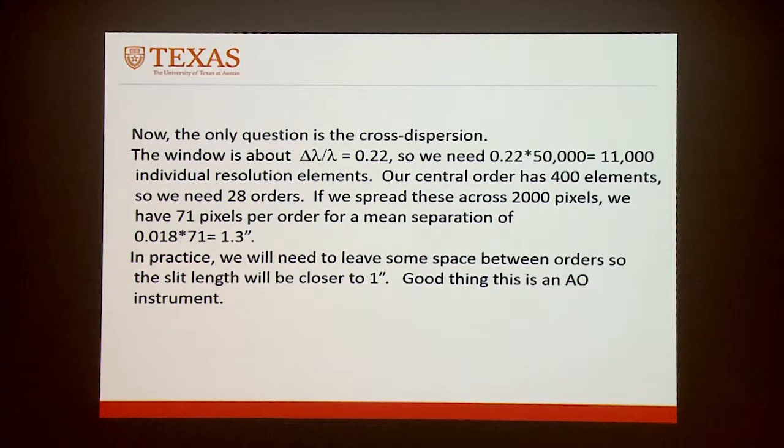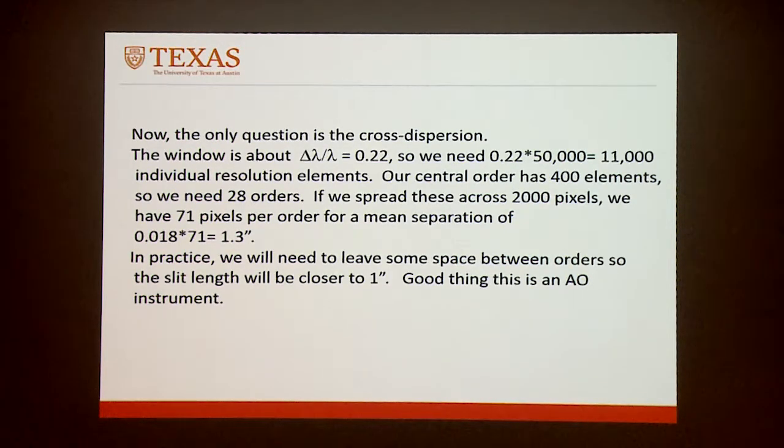So if we can spread these in the vertical direction on our array over 2,000 pixels, that means we have 71 pixels per order. Our pixels are 18 milliarc seconds, times 71 is 1.3 arc seconds. So the average spacing between orders can be 1.3 arc seconds. We need to leave some space between the orders, so the slit length will be closer to 1 arc second. It's a good thing this is an AO instrument, because if not, that would be a very short slit, and that wouldn't work very well for us.